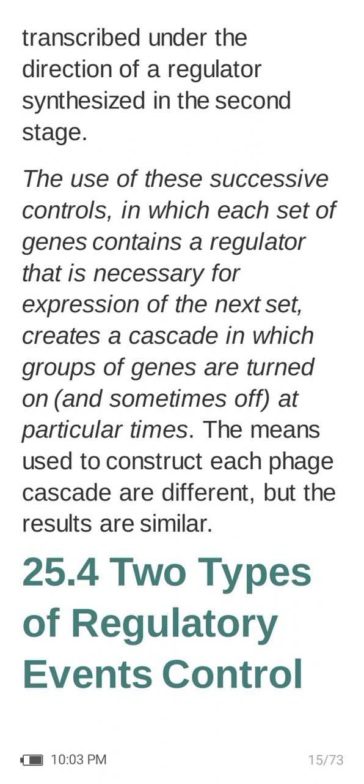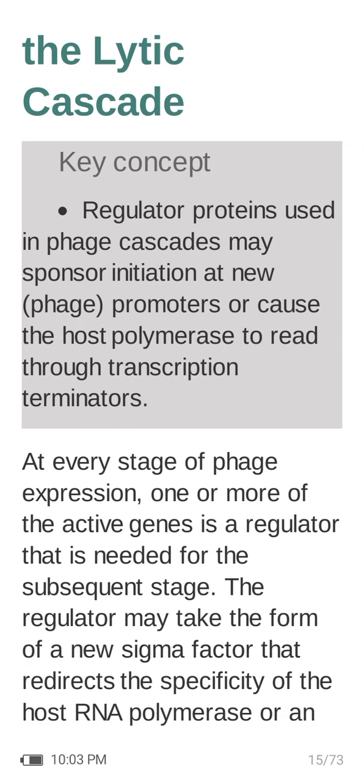The use of successive controls, in which each set of genes contains a regulator that is necessary for expression of the next set, creates a cascade in which groups of genes are turned on and sometimes off at particular times. The means used to construct each phage cascade are different, but the results are similar. Two types of regulatory events control the lytic cascade. Regulator proteins used in phage cascades may sponsor initiation at new phage promoters or cause the host polymerase to read through transcription terminators. At every stage of phage expression, one or more of the active genes is a regulator that is needed for the subsequent stage.